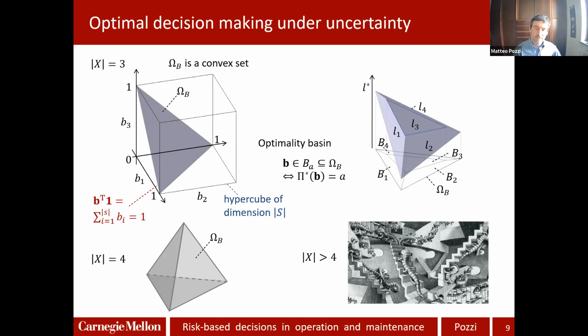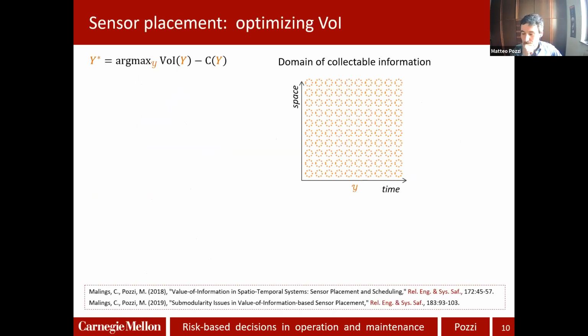So value of information is a key for many arguments and many possible decisions that you can take. In case of exploratory actions, for example, sensor placement may be related to the optimization of value of information. You can argue that the best configuration of a sensor is that minimizing the posterior loss, or maximizing the value of information minus the cost for that.